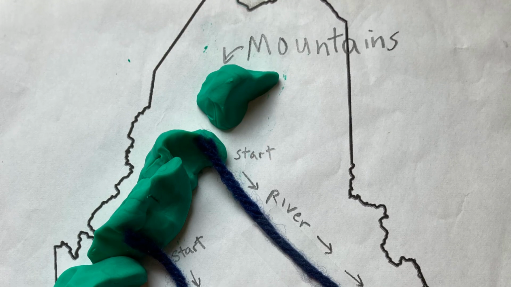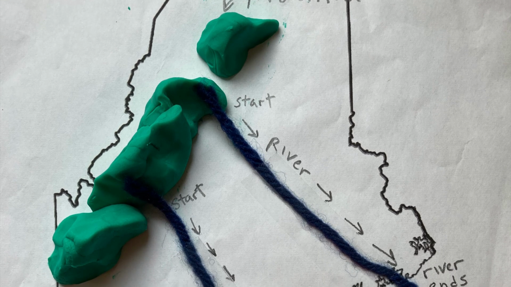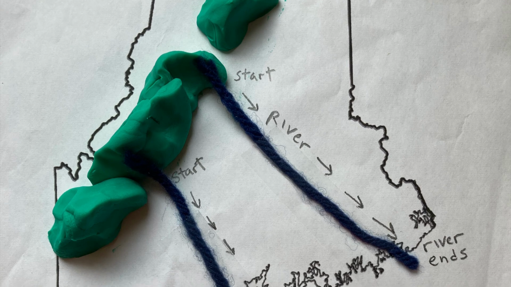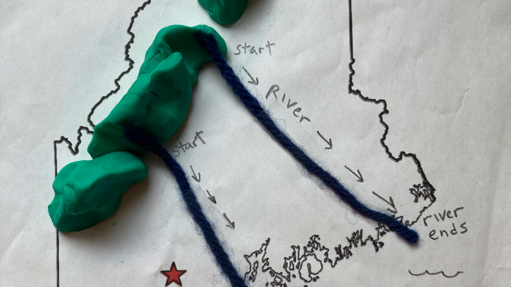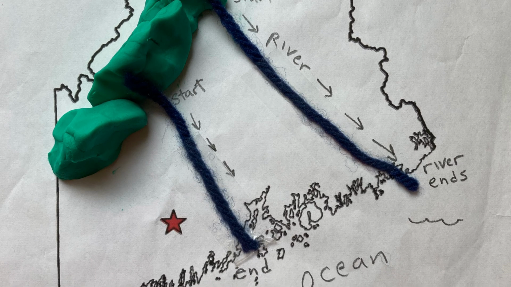And then the students will label their model. Label mountains, rivers, the start and the end of the river, and little arrows to show what direction the water is flowing. And that's as detailed as you need to be for this first assessment.